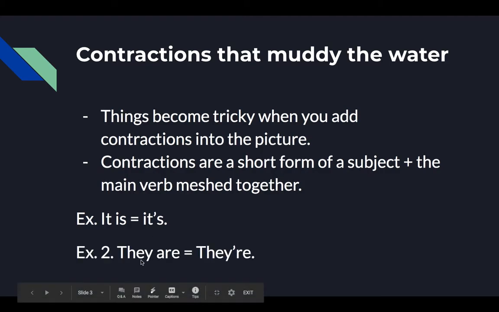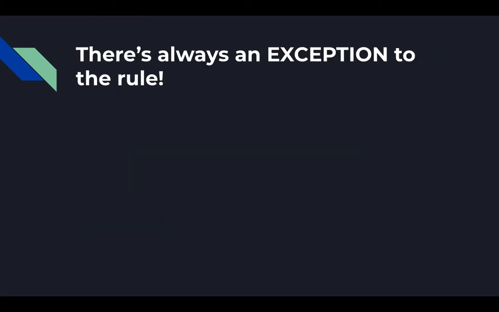So here's another example of a contraction. They are becomes they're. Now, contractions are most commonly used when we're speaking, but we should still know how to write them correctly, okay? So let's take a look at the issue of the exception, and you may have already identified it, but we'll close it off very quickly and go from there.